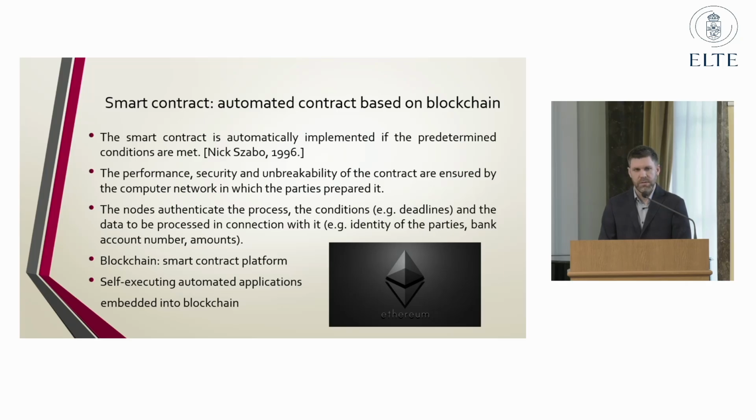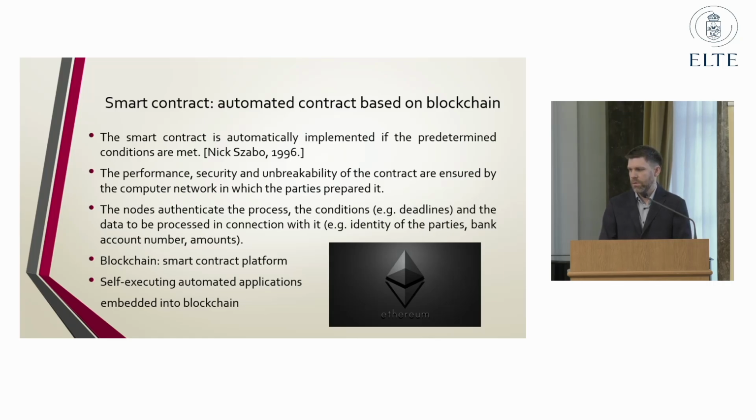the smart contracts. These are basically automated contracts based on blockchain technology. According to Nick Szabo, who, as far as I'm aware, was the first one who mentioned this concept of smart contracting, they are automatically implemented contracts, and blockchain technology is very good for implementing this kind of contract. If the predetermined conditions are met, the computer network fulfills the contract automatically. So basically these are smart contracts.